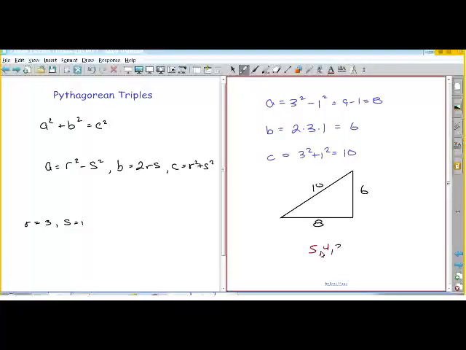you would get 5, 4, and 3. So this particular choice of R and S generates a triangle which is equivalent to the 3-4-5 triangle or 5-4-3 triangle. You know, that's the one that everybody uses to demonstrate.